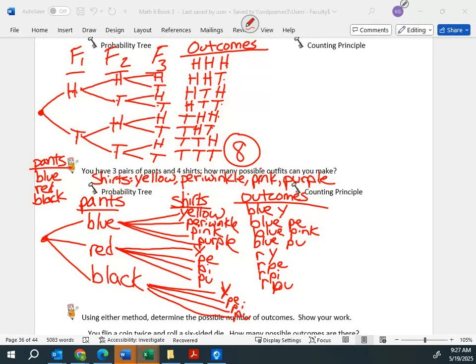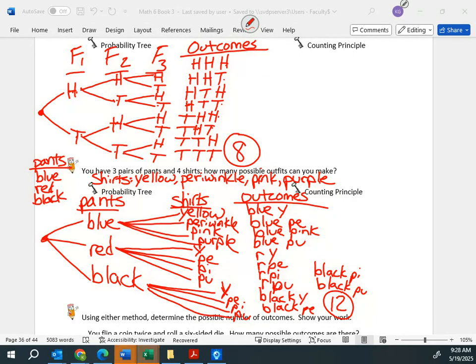Then we've got our black pants. So we would have black with yellow, black with periwinkle, black with pink, and black with purple. How many outcomes do we have for our outfit choices? So we've got the 4 blues, the 4 reds, and the 4 black combinations. How many is that, Lila? 12. There are 12 different outfit combinations we could make.